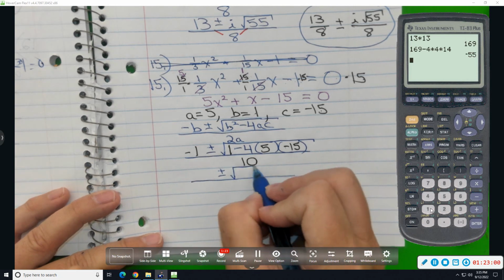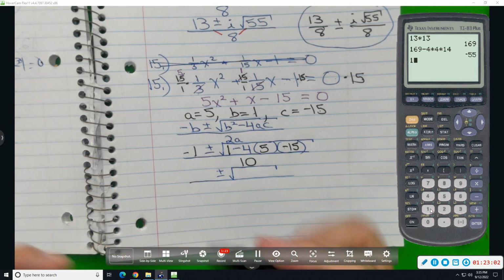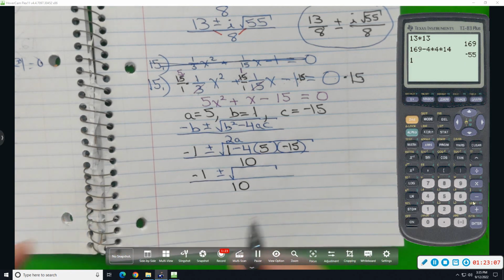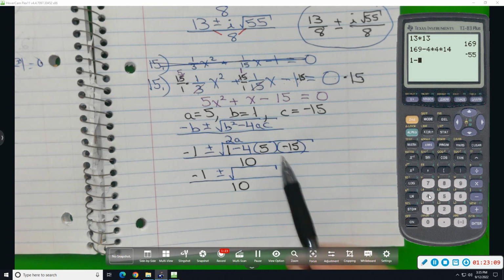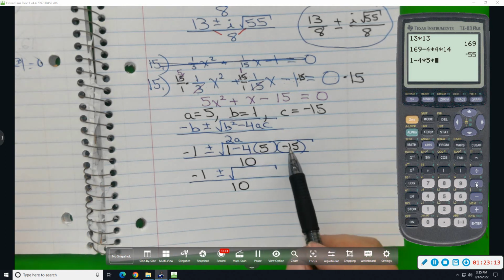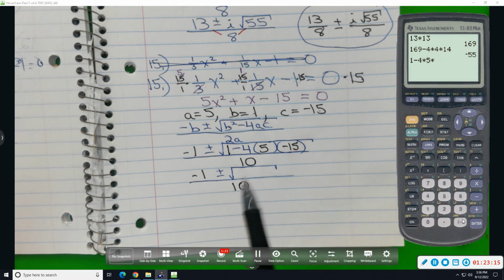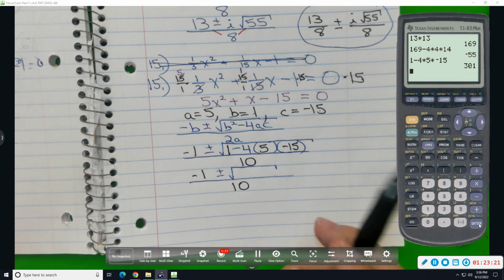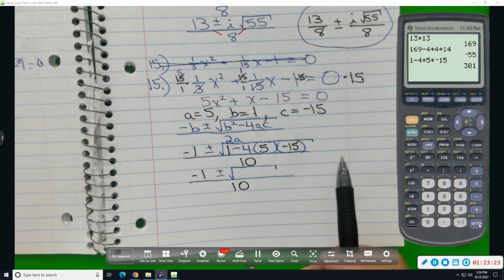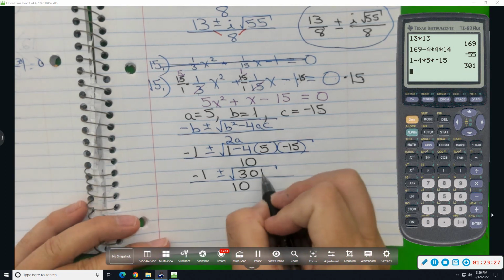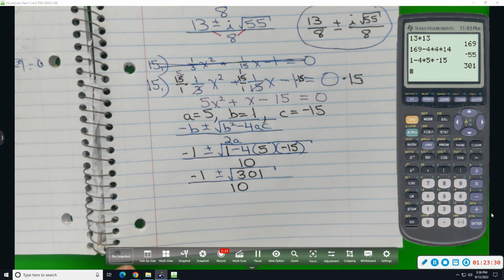Okay, so I'm punching in under the calculator. Under the square root: 1 subtract 4 times 5 times negative, that's the little minus down here in the parentheses, 15. That's a 4 minus 3 minus a -300. That's a 4 plus 300 gives us a square root of 301. Oh wow.